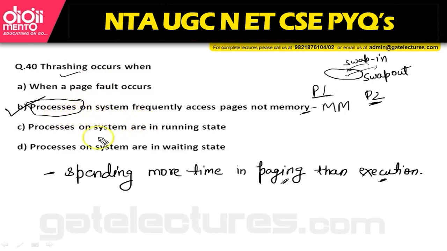So option B is right. When the processes are in running state, no, this is wrong. When they are already in main memory, what is the problem? And D is also wrong here. So B is the only right one. Don't get confused between A and B. We are talking about the big problem here. Thrashing is a big problem and many processes are involved in this problem.